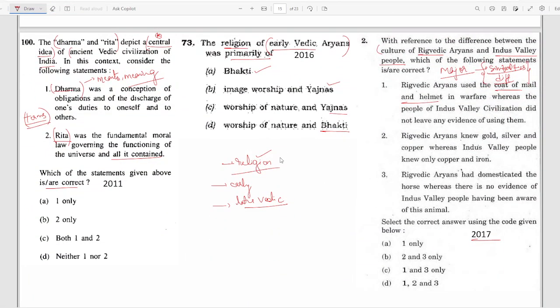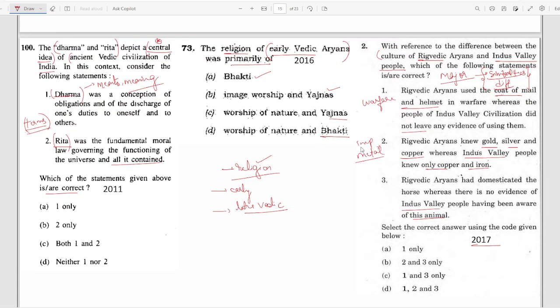Again in 2017, they have asked that Rigvedic Aryans used some particular thing, whereas Indus Valley civilization did not leave any evidence. Rigvedic Aryans knew of gold, silver and copper, whereas Indus Valley civilization people knew only copper and iron. Rigvedic Aryans had domesticated the horse, whereas there is no evidence of Indus Valley civilization having been aware of this animal. Again, one is what was used in the warfare. Next, any important metals.